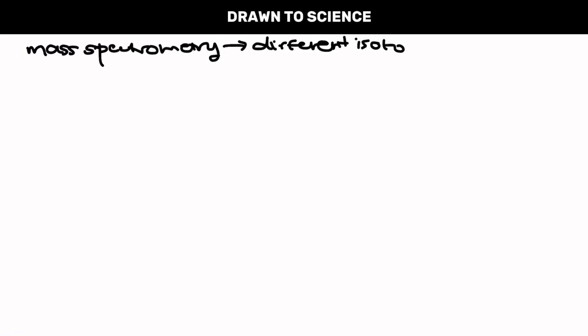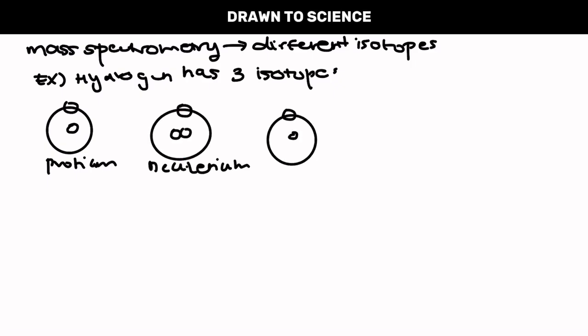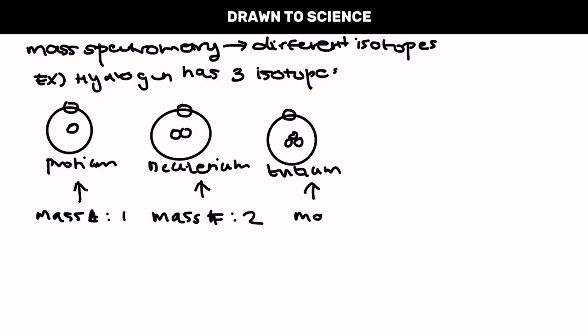Mass spectrometry is a way to combine different isotopes and find the average atomic mass. For example, hydrogen has 3 different isotopes. It has protium, deuterium, and tritium. Protium has a mass number of 1, deuterium 2, and tritium 3. This is due to their differences in neutrons.